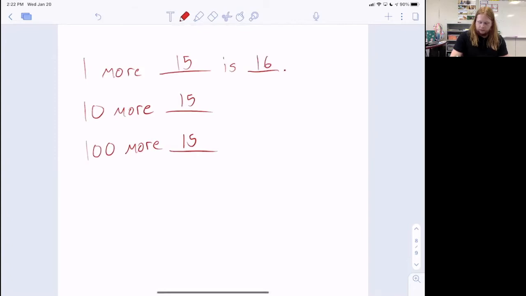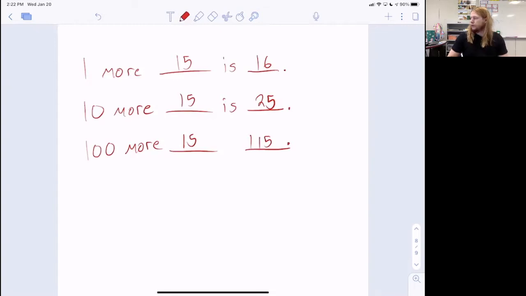16. 10 more than 15 is what? We can count by this. So go up by 1. That will be 25. And 100 more than 15 is, well, we just have to add a 1 for the 100, which will give us 115.